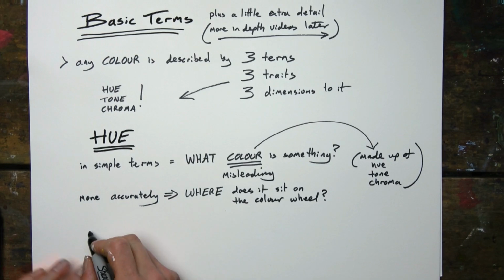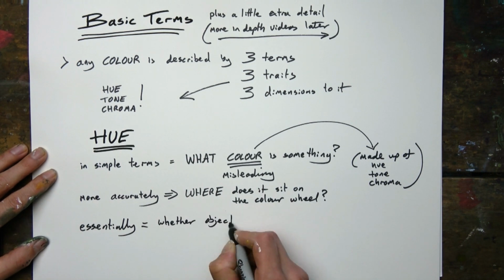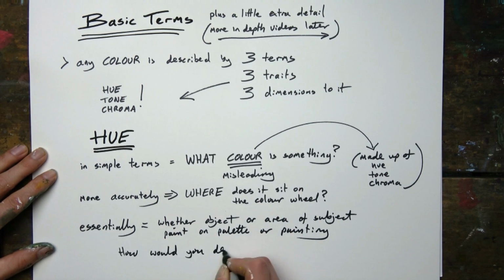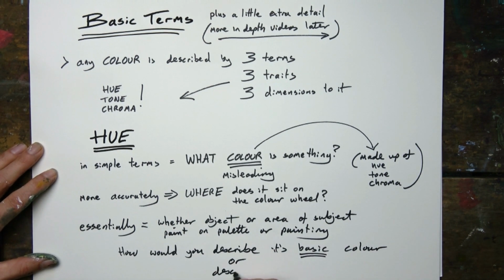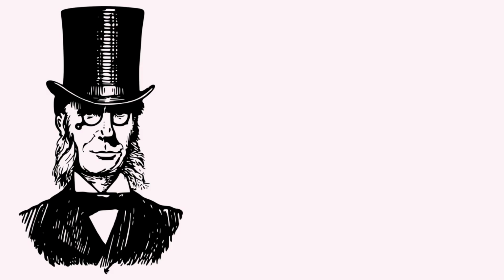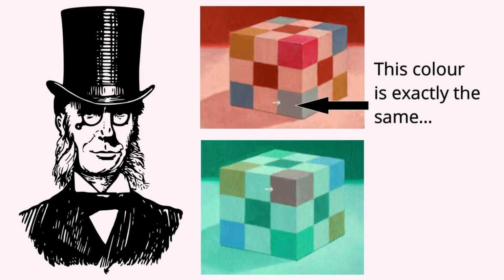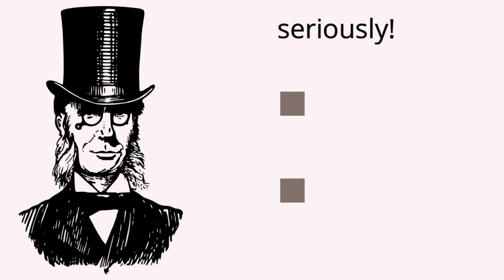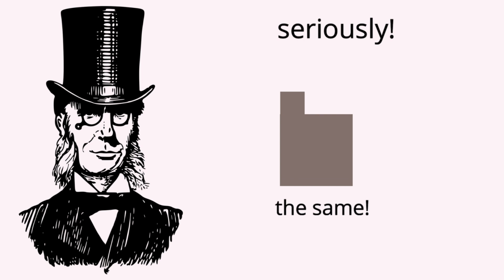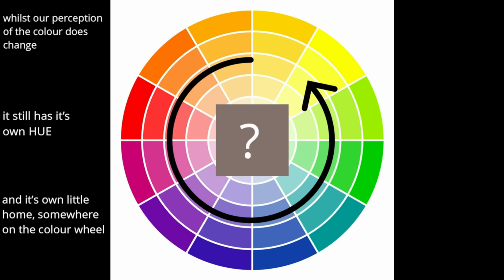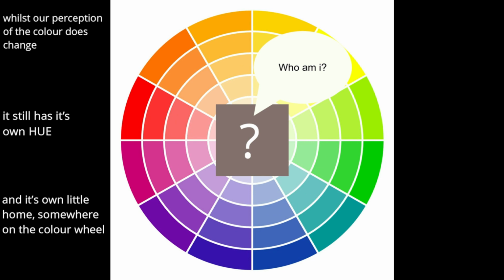We could say that essentially, whether it be an object or an area in your subject or the paint on your palette or on your painting, how would you describe its basic colour, or how would you describe its colour in basic terms? Not forgetting, of course, that in the real world there is no absolute colour of anything, and that any given colour and tone is dependent on what is next to and around it, and therefore it is relative. Well, yes, what he said, but let's keep it simple and say, in this case, that more accurately it is simply where the colour sits on the colour wheel.